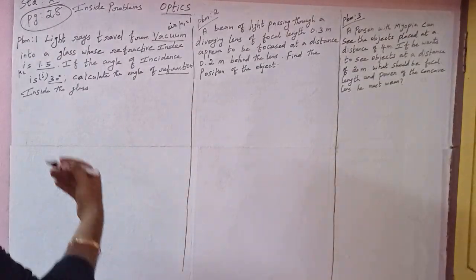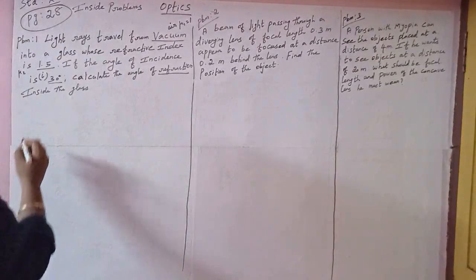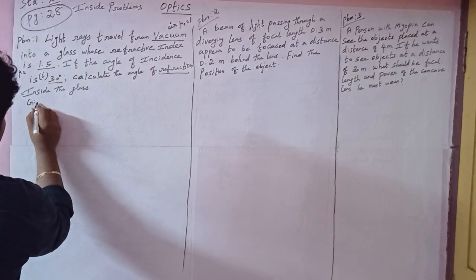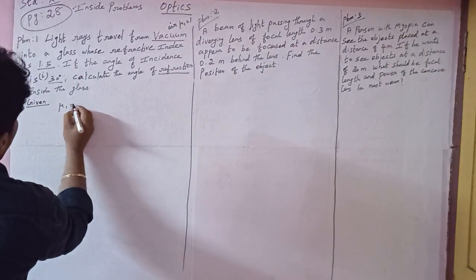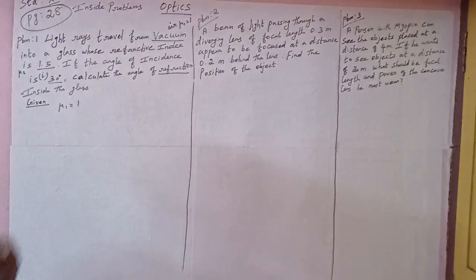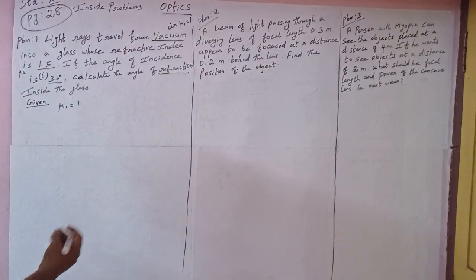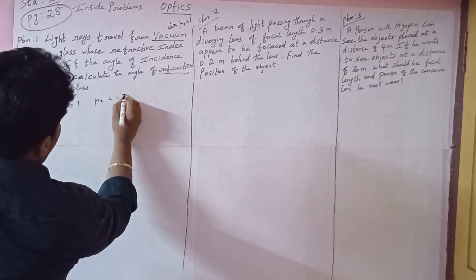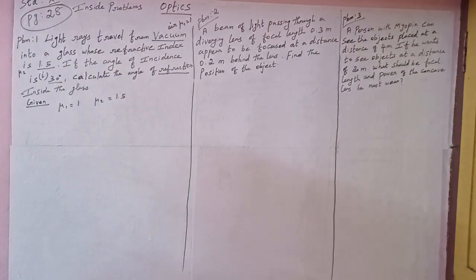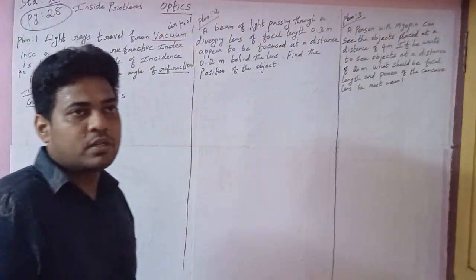Okay, shall we list the data we have been given? So given, listen here, what all have they given us? First, what is mu 1? Mu 1 equal to 1, because it is air or vacuum or empty space. Okay, next, what is the mu 2 value? Mu 2 equal to 1.5. Already we have studied Snell's law in the short answer.